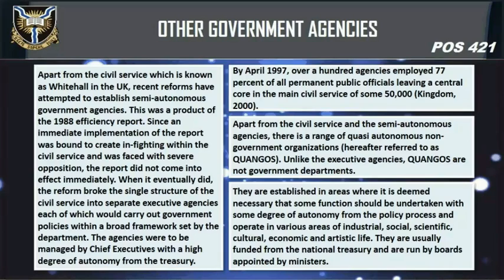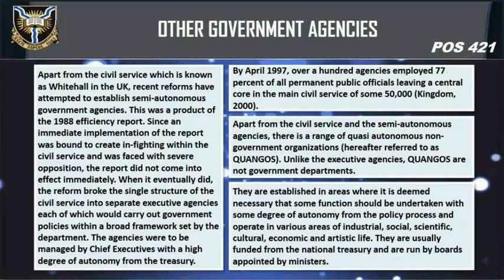When it eventually did, the reform broke the single structure of the civil service into separate executive agencies, each of which would carry out government policies within a broad framework set by the department. The agencies were to be managed by chief executives with a high degree of autonomy from the Treasury. By April 1997, over 100 agencies employed 77% of all permanent public officials, leaving a central core in the main civil service of some 50,000, according to Kingdom 2000.